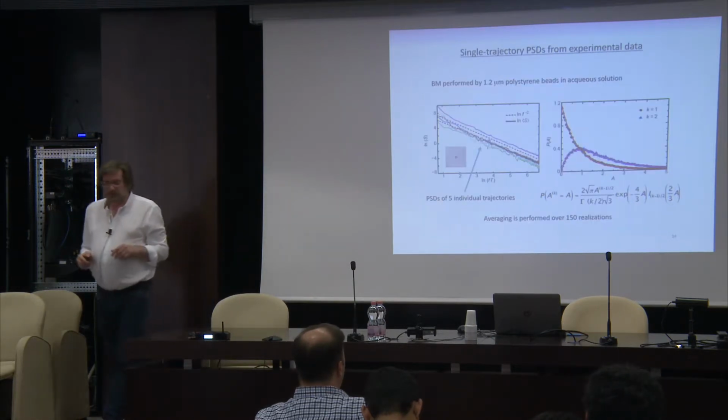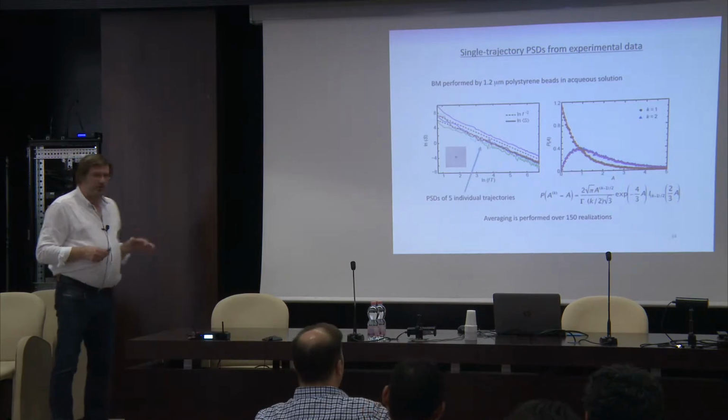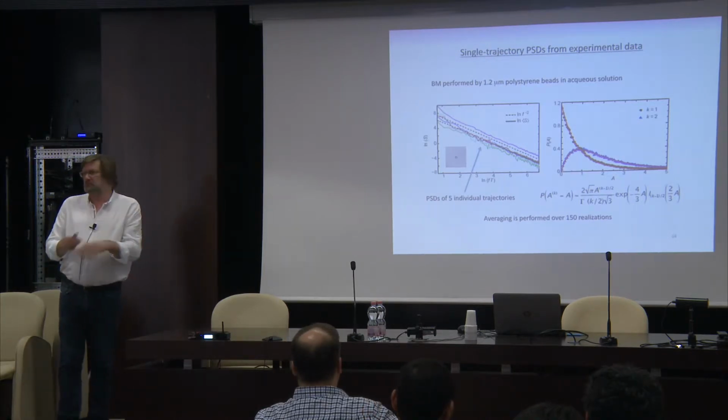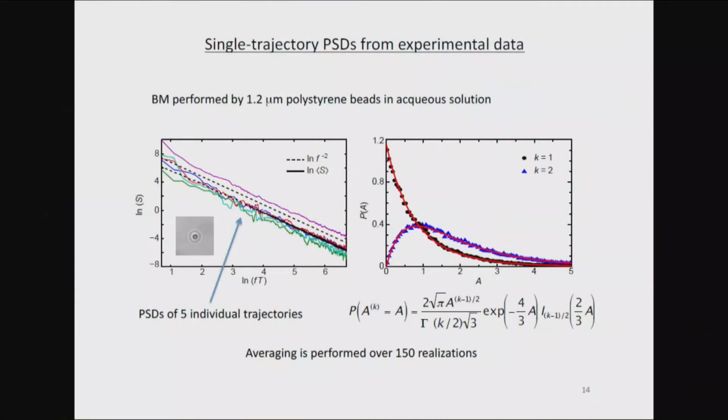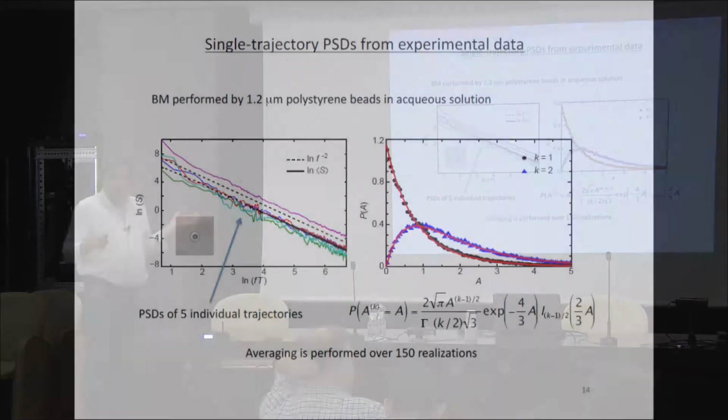This is how it looks in experiments. These are experiments with a micrometer-sized bead just in water, which makes its usual Brownian motion. So these are sets of individual trajectories. This is the slope 1 over f squared. And this is the corresponding distribution for the one component case and two component cases. So it works perfectly well.